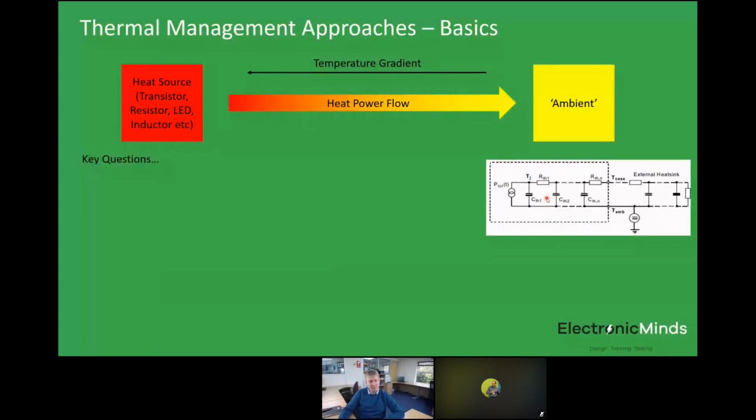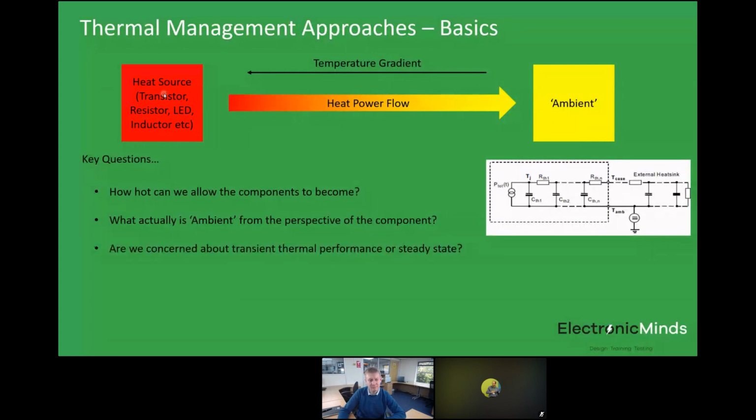So the key questions for thermal management, I think, are, firstly, how hot is it feasible to allow the components to become? And this is actually a really important point when I was putting this webinar together. What you consider to be ambient is a good question. Ambient, I think, varies depending on the perspective of the component generating heat. And hopefully throughout the presentation, you'll see some examples that help to illustrate that a little bit better than what I'm doing here. But ambient is something that can change.